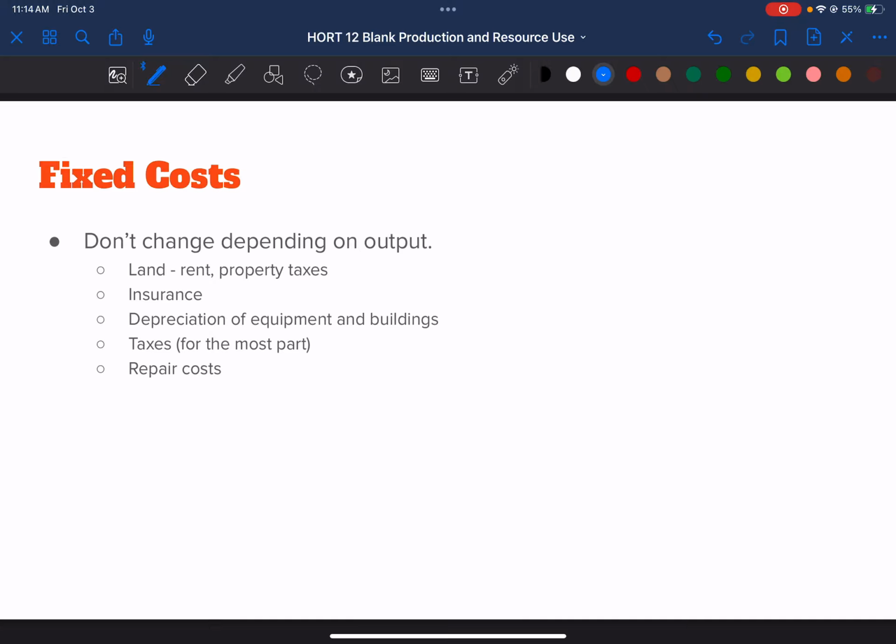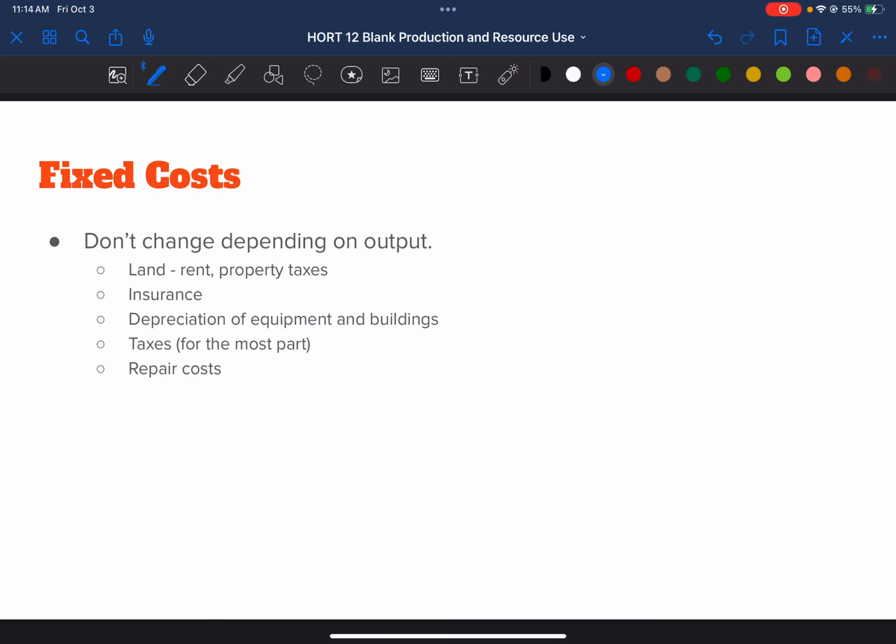And these are things like the cost of land. So if you're renting land, your landlord doesn't care if you're producing 20 bushels of corn or 2,000 bushels of corn. They want the same amount of money every year or every month. Same thing with property taxes. It remains the same regardless of production. Insurance, for the most part, remains the same. The depreciation of equipment and buildings.